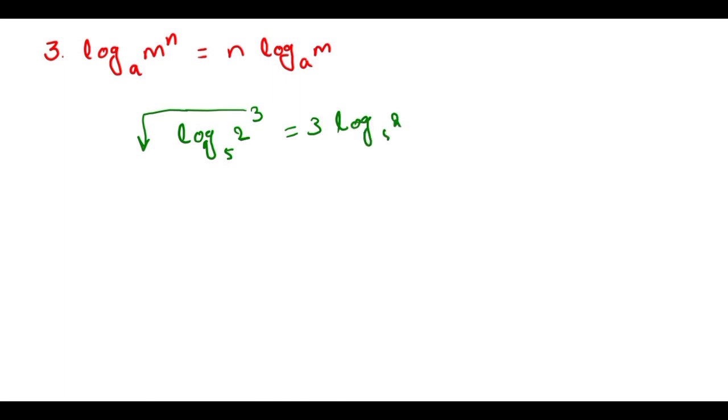So from this condition we write this one. That means this 3 we get in the front here. So that is the formula. You can use this one: log m power n base a equal to n log m base a. So how to prove this one? With the same logic again, we take a proof.